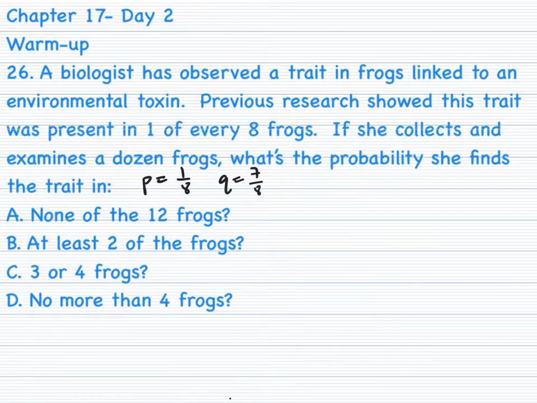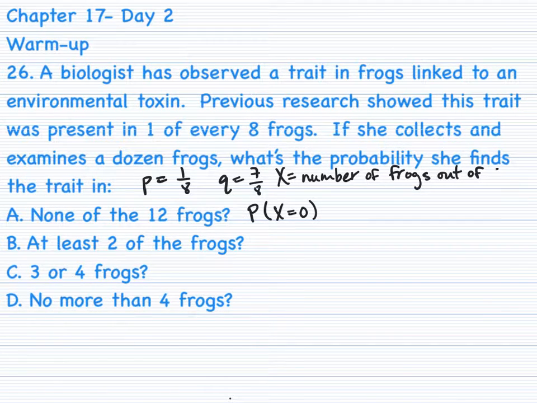So the probability that none of the 12 frogs would have it, so probability that X equals 0. So X, specifying that, is the number of frogs out of 12 that have the trait.